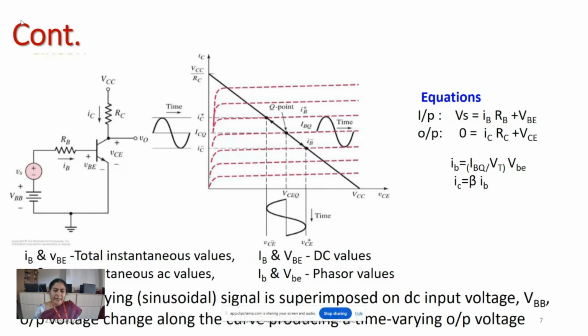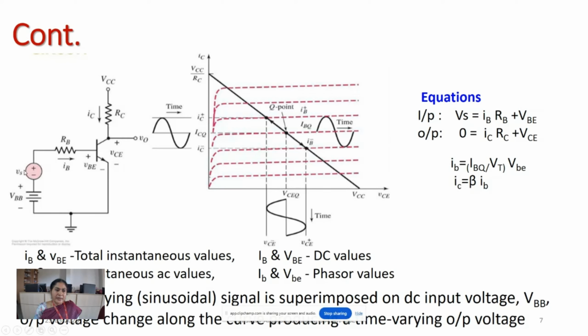So here we can just see that the time varying input signal, whenever it is being given, is superimposed with the DC input voltage, and the output changes along with the component of the time varying output voltage. So if you are writing the equations at the input as well as the output, you can see that it is based on the Kirchhoff law.